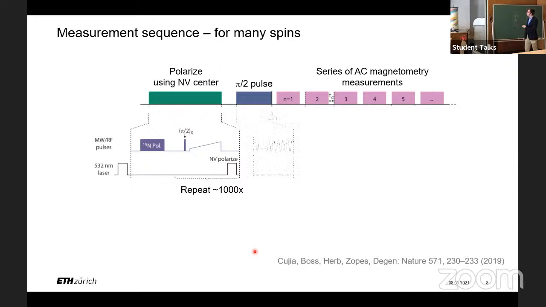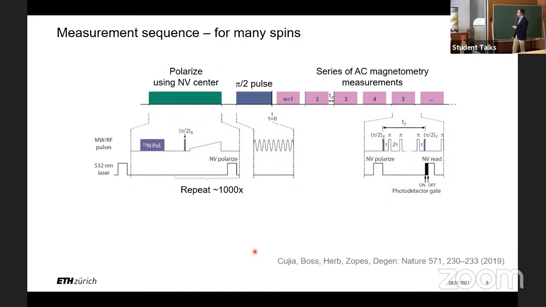Then we are in the manipulation phase, which is for the FID experiment the simplest experiment, rather boring. It is just a resonant pi-half pulse, which we apply directly via a microcoil onto the nuclear spins. And then for the detection, we now have to somehow sample the precession of the nuclear spins, which we initiated during the manipulation phase.